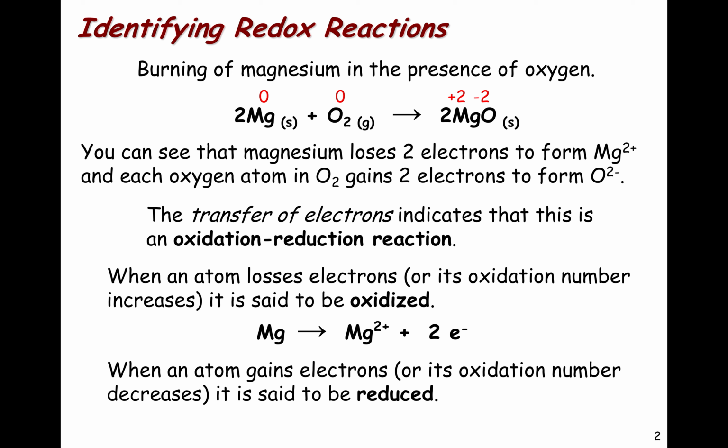And so in this case, the other species is being reduced. And this is where the oxidation number gets decreased. And we can think of this as a reaction in which an oxygen atom is gaining 2 electrons to form an oxide ion, which is 2 minus.